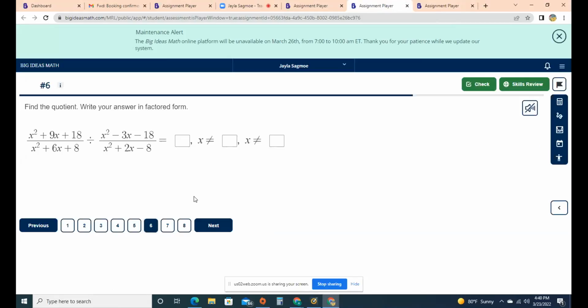All right, so let me snip this in. There's a lot of factoring here, but this is the fun one where you cancel at the end and things work out nicely. So let me share my screen.